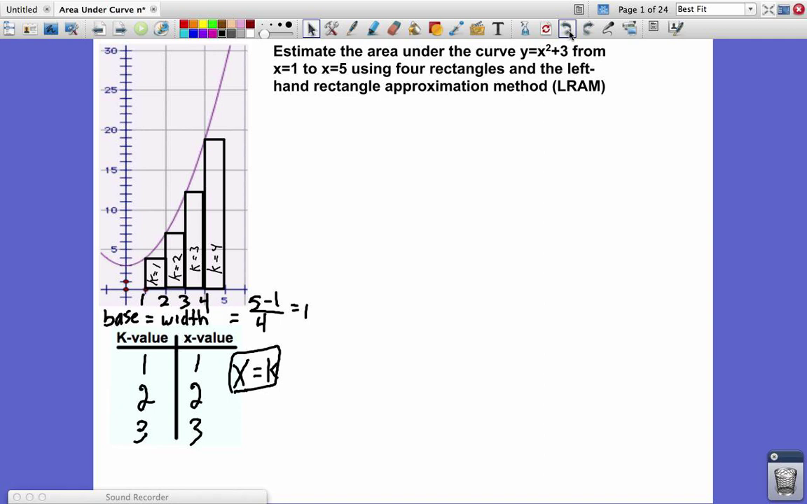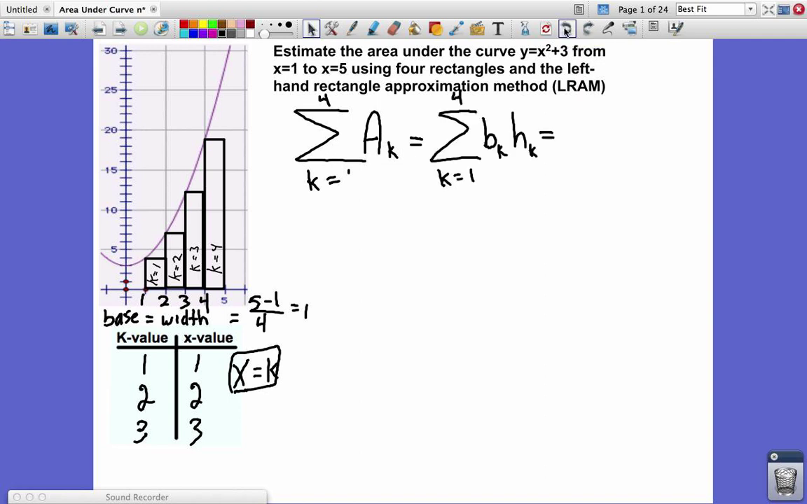To find the approximate area under the curve, and in this case it will be an underestimate because the rectangles do not fill in all the space underneath the curve, we will write the area of each rectangle summed from k equals 1 to 4. The area formula for a rectangle is base times height. So plugging in for area, we now have the base of each rectangle times the height of each rectangle for rectangle 1, 2, 3, and 4.